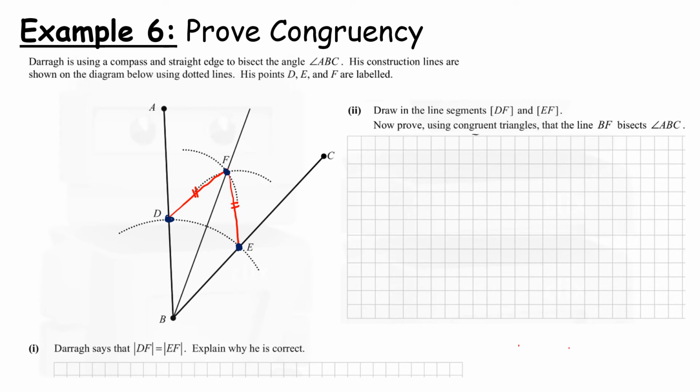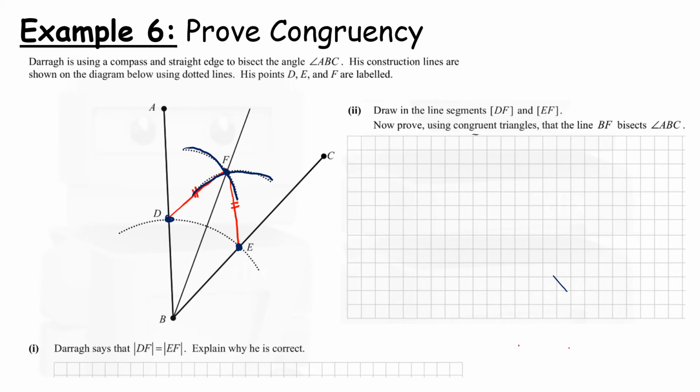So is he correct? Explain why he is correct. I'll talk through it here just because I haven't left myself enough space to write it. From the construction, the same length is used from D to F as E to F because the same opening size is used as we draw this arc here and when we drew this arc here. So that means that they are arcs of the same radius, therefore DF and EF must be the same. It says, now draw in the line segments DF and EF, which we've done.